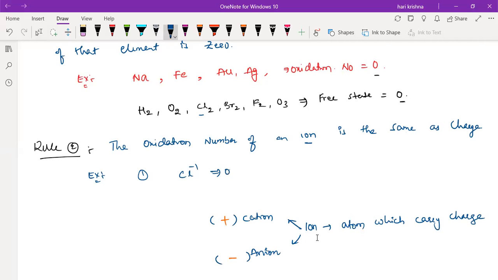Then what is the oxidation number of this? Oxidation number is the same as the charge on the ion, right? So it is -1. Clear? Fine. Now, if you take one more like Mg plus 2, what is the oxidation number? +2. Clear now?